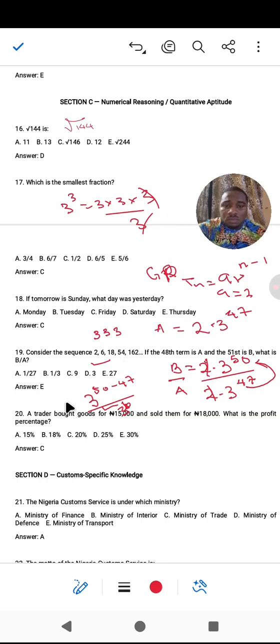Now, a trader bought goods for 15,000 and sold them for 18,000. What is the percentage profit? Two things involved. You can either go because of your time.